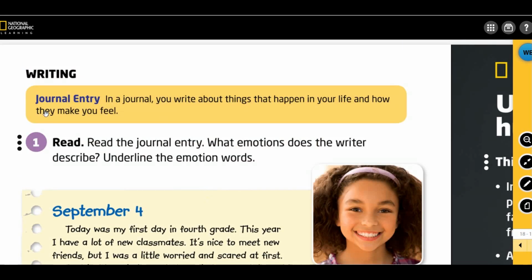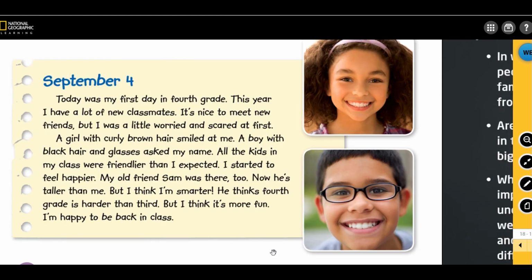Along with the teacher, you're going to read and see what a journal entry is, because this is going to be the final project for our first unit. What else are you going to do here?